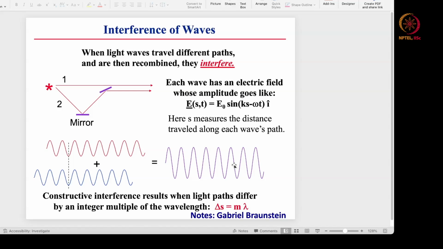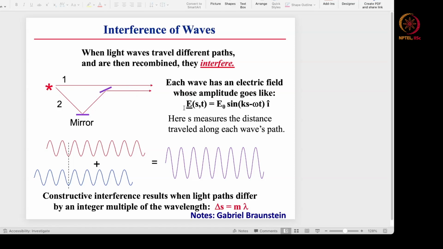So how is this achieved? When light waves travel in different paths and then are recombined, they interfere. For example, this is a common light source, and one ray of light passes directly like this. The other is reflected and ultimately brought in the same direction to the detector, but it passes through a couple of mirrors, and as a result it traverses a little extra path. Here the path is from A to B. Here it takes A, C, D, and then B.